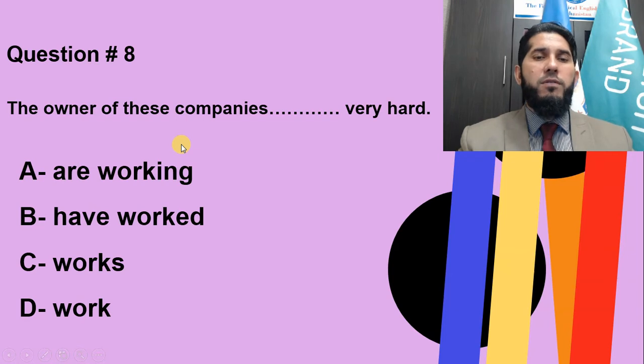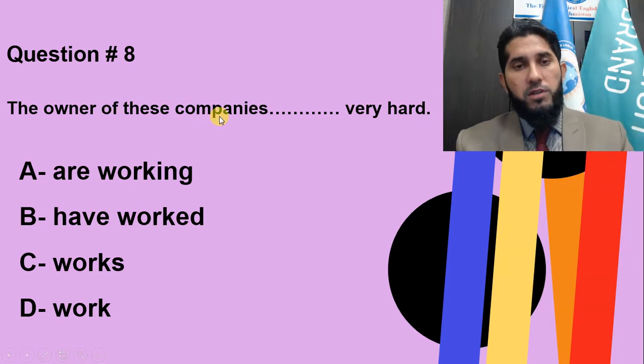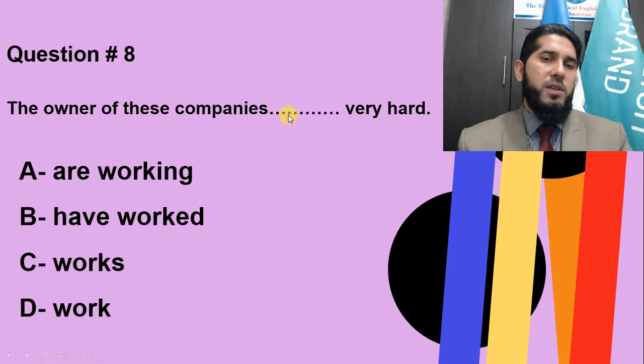And the owner of these companies, again, the owner of these companies. So the owner is the subject of this sentence, and whatever comes after the preposition of, that's a prepositional phrase, and the prepositional phrase cannot be the subject of your main verb here. So the subject is the owner, and it's a singular subject. So now pay attention. "Are working very hard" is not correct. Why? Because the subject is singular, the owner.